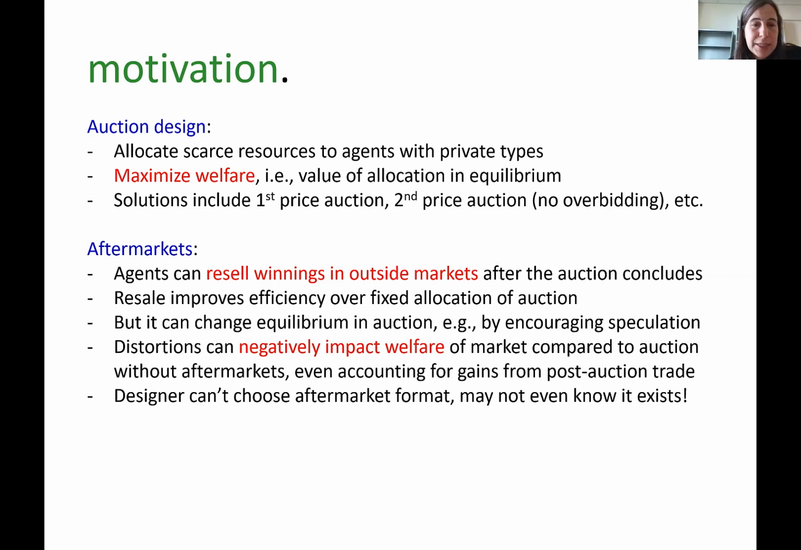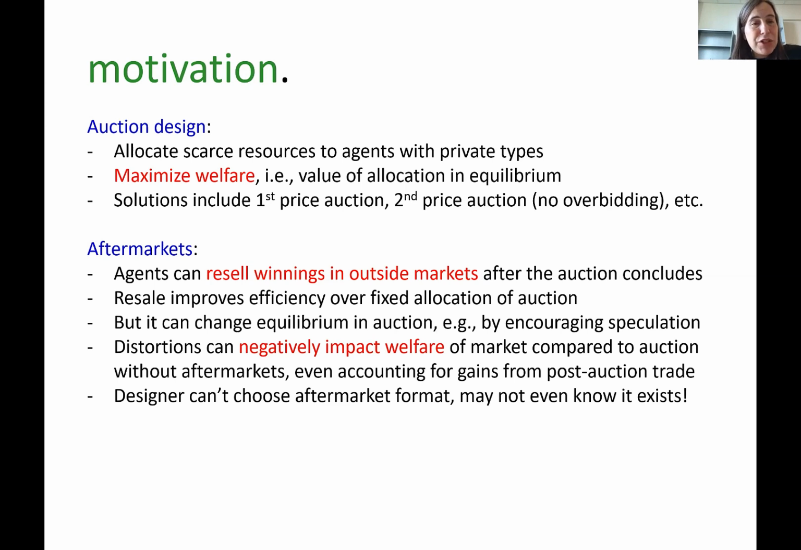This is problematic if you're trying to design an auction that maximizes welfare. The design that you pick might not have any of the properties that you expect if there's an aftermarket. And I think the thing I'd like to focus on in this talk is that the designer, the person that picks the auction format in a way that they're hoping maximizes revenue, doesn't get to pick the format of the aftermarket, right? And so they can't design the aftermarket such that it works well in conjunction with the primary auction itself. And in fact, the designer might not even know that the aftermarket exists.